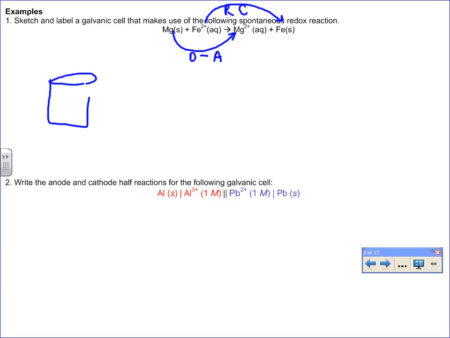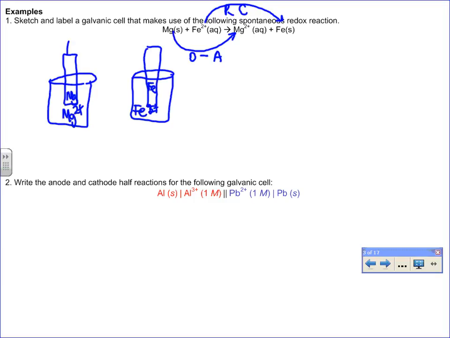To set up the cell, you need a beaker with the appropriate metal. So we've got a magnesium bar in a magnesium solution, connected to an iron bar in an iron 2+ solution. And the anode is connected to the cathode. We can attach a voltmeter here or a light bulb if we want to. The electrons are traveling, and they always do, from the anode to the cathode.